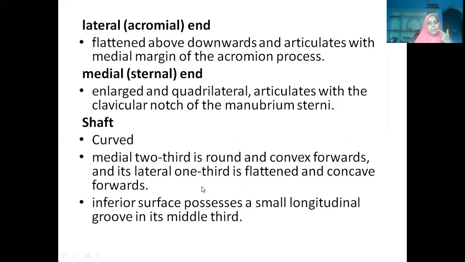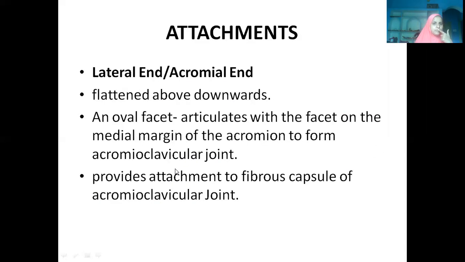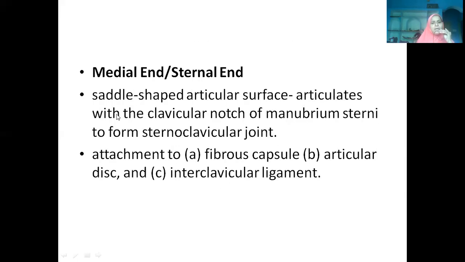Inferior. Okay, that is. Now the lateral end, which is attachment flattened above downwards. It has an oval facet. We know it is articulating with the acromion to form the acromioclavicular joint. It is giving attachment to the fibrous capsule of the acromioclavicular joint. Okay. The medial end is also called the sternal end, isn't it?